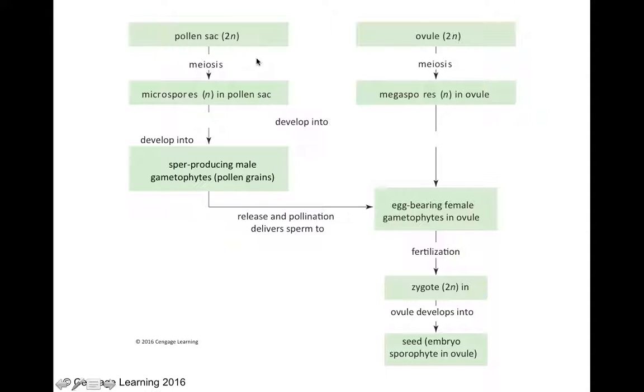You have pollen through meiosis makes a microspore. That microspore is in a pollen sac, sometimes called a pollinia. And so that could be on the anther of a flower, or it could be in the male cone of a pine tree or spruce tree, if you like. And so those little pollen will develop into sperm-producing male gametophytes, which is the pollen grain that has its little weird pollen grain wings and it's ready to be released.